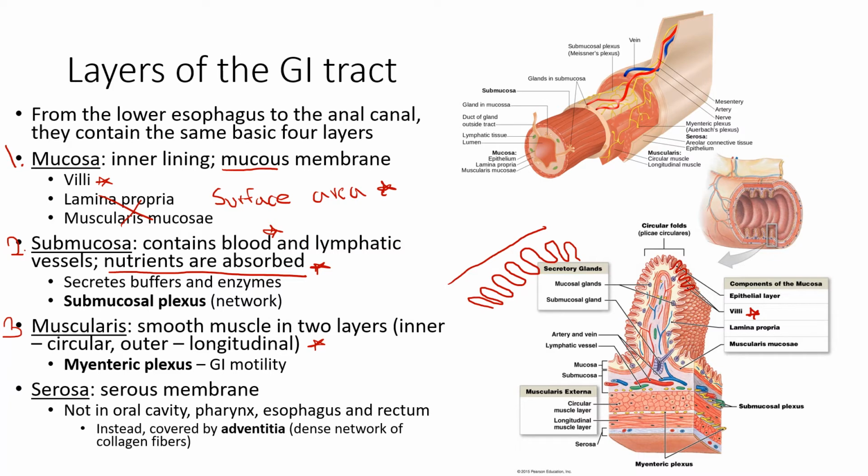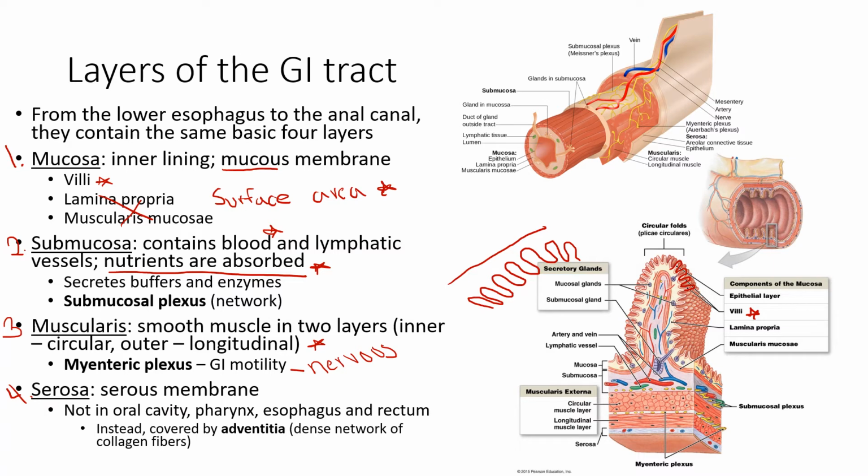Do make a little note here, we have the mesenteric plexus. This is going to have to do with the nervous system, and this mesenteric plexus is going to essentially be like the brains of the gut, and this is going to help with motility of things moving through the GI tract. The last layer that we're going to talk about is the serosa.